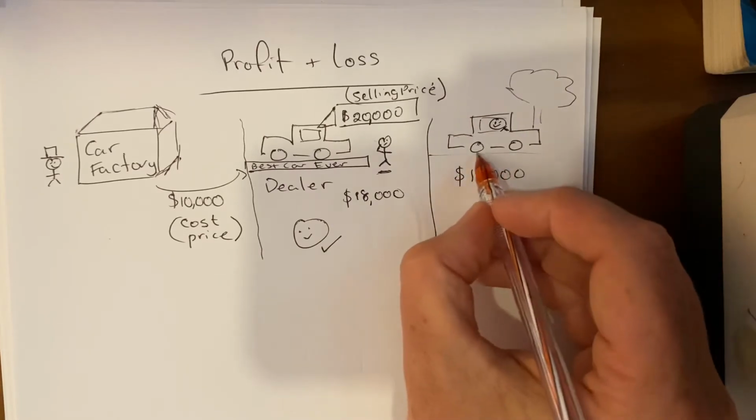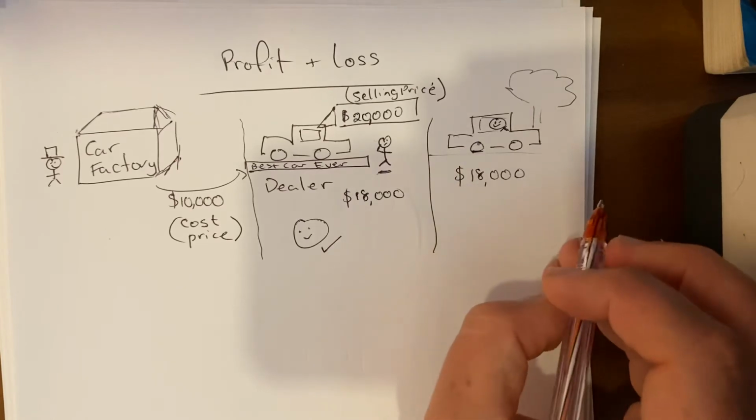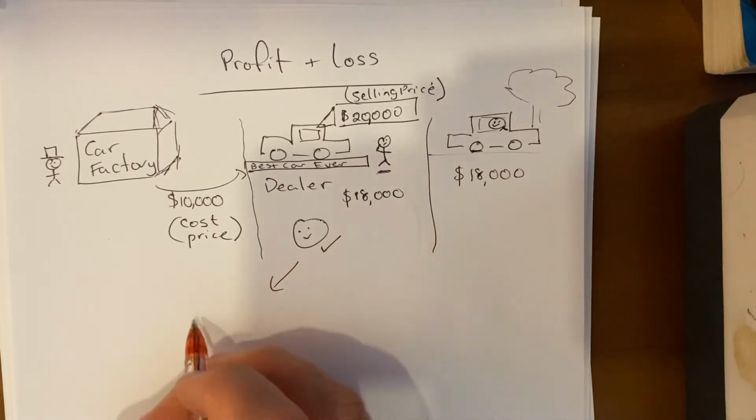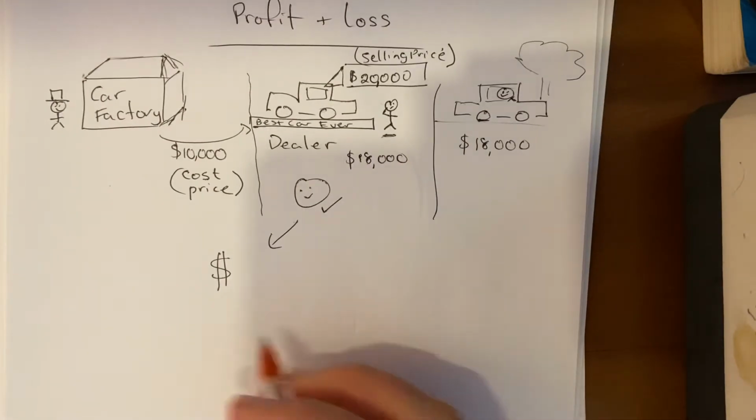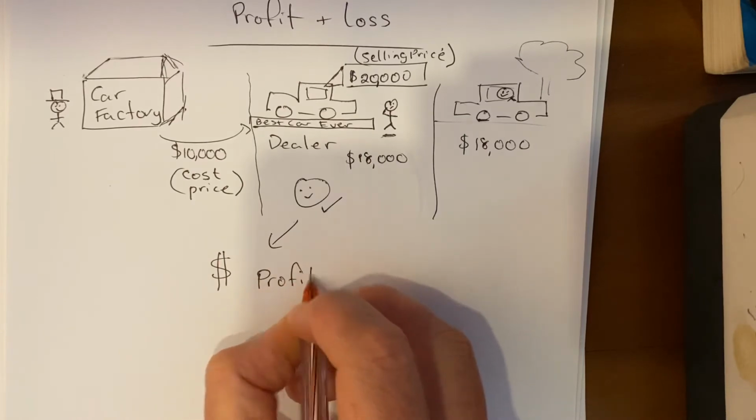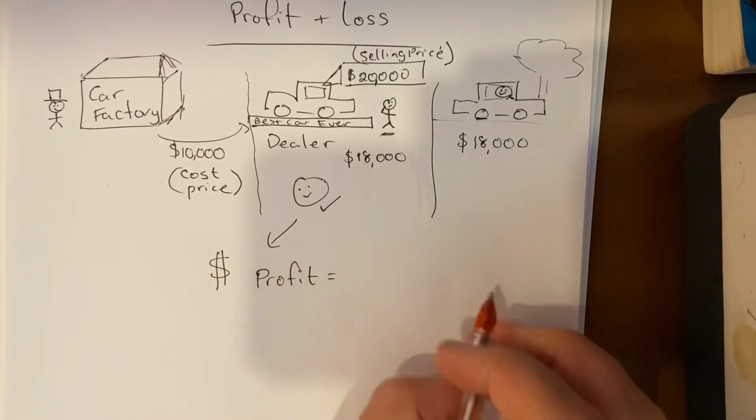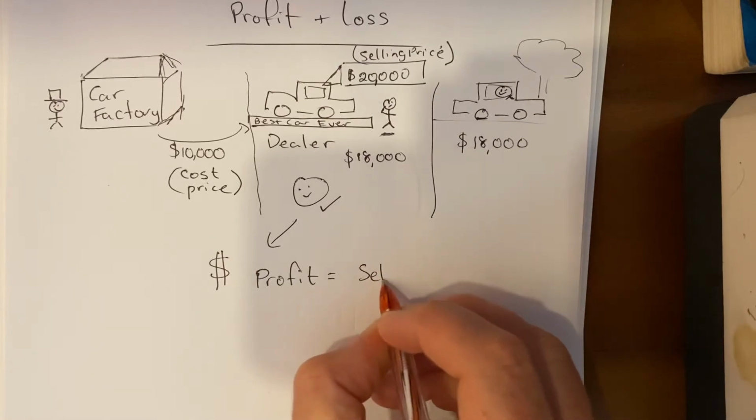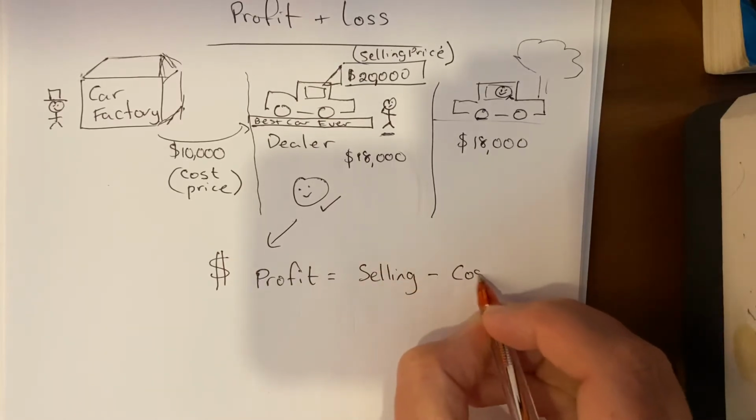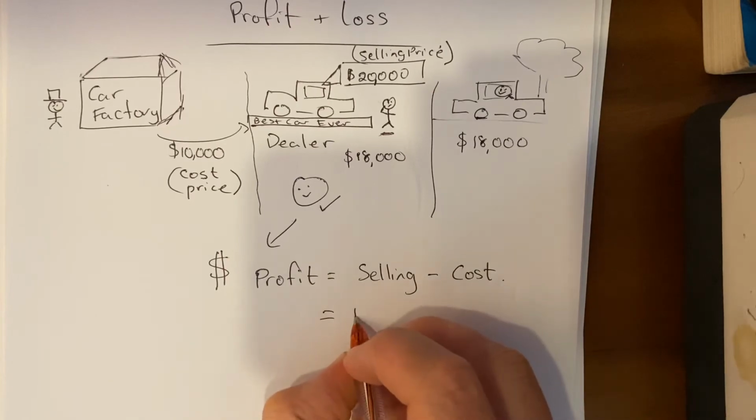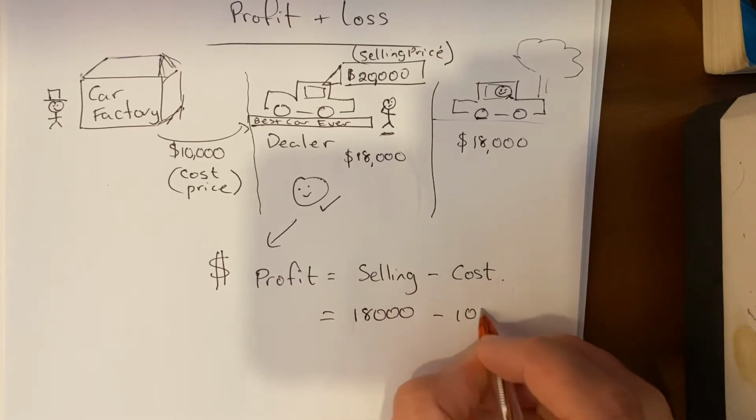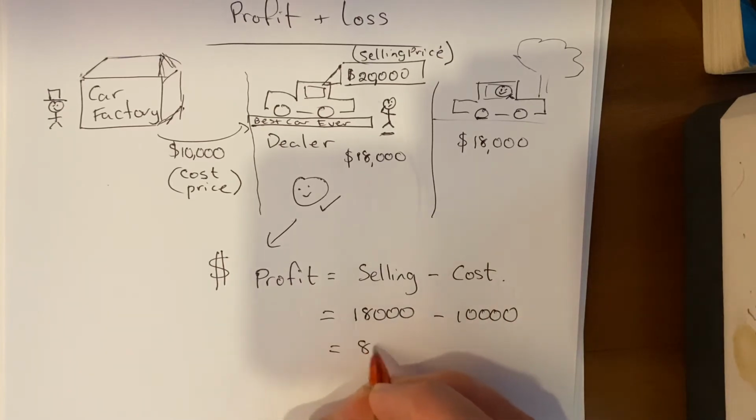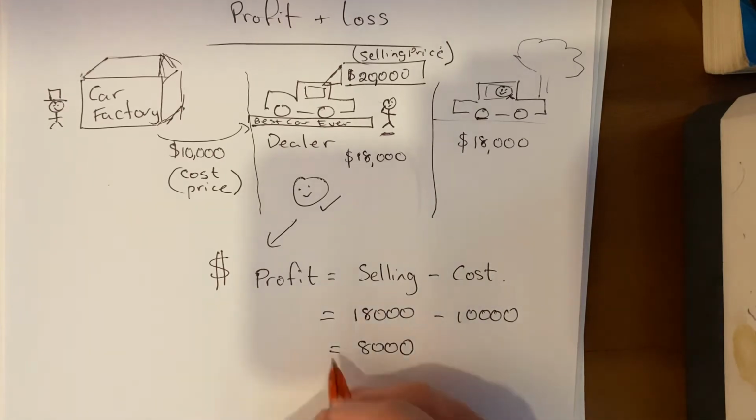Hopefully it doesn't break down or get a flat tire. And the dealer then goes and checks his money. So how much money has he earned? Well, he's earned a profit. The profit was the selling price minus the cost price. So he sold it for $18,000 after a little bit of negotiation from me. The cost price was $10,000, and that means his profit was $8,000. So he's a happy man.